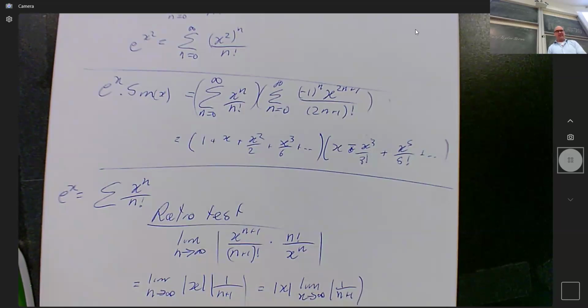What's the limit of that thing? So if n goes to infinity, that term goes to 0, doesn't it? So this is equal to 0. Less than 1.